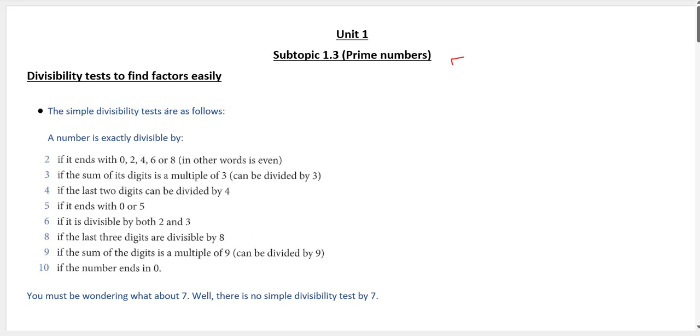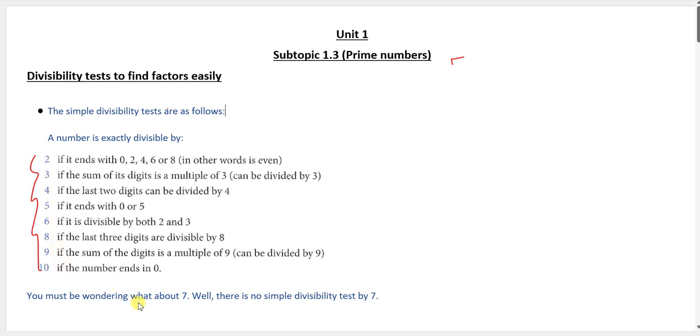It's a method or a technique to figure out if a larger number can be divided by 2, 3, 4, or you can say by smaller numbers. So here are some of the divisibility rules given for the following numbers: 2, 3, 4, 5, 6, 8, 9, and 10.